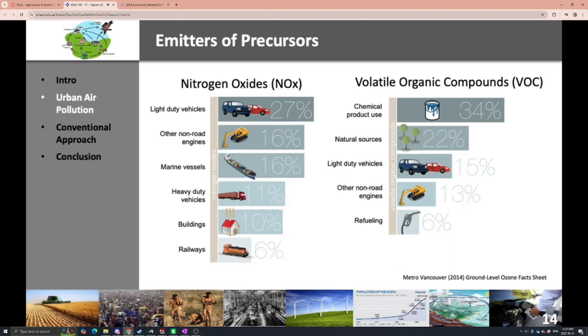Now, the second most important group of emitters is natural sources, which is a bit unusual when thinking about a pollution problem. This means that the trees or other vegetation that naturally release VOCs, volatile organic compounds, contribute substantially to an air pollution problem in Vancouver. Of course, these natural VOC emissions are not the primary reason for the problem, but they do contribute to it. The rest of the sources are related to the use of gasoline, where you always have a little bit of evaporation, especially when you fill up your car.